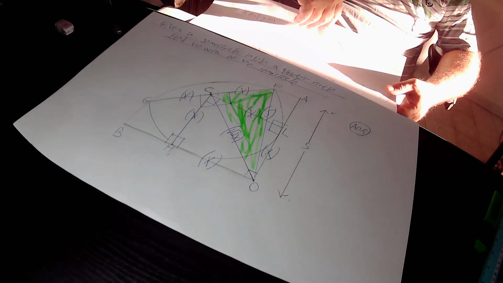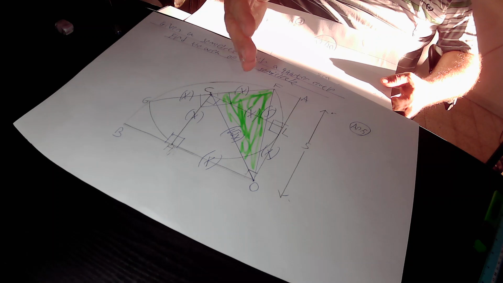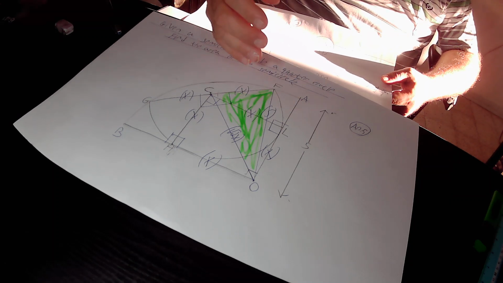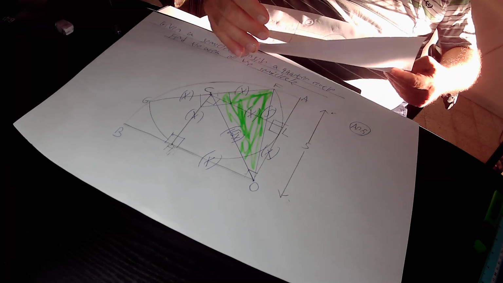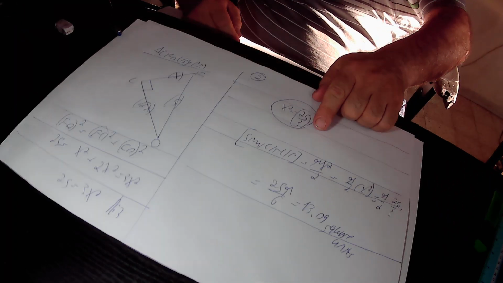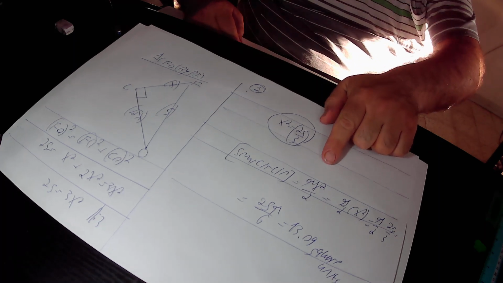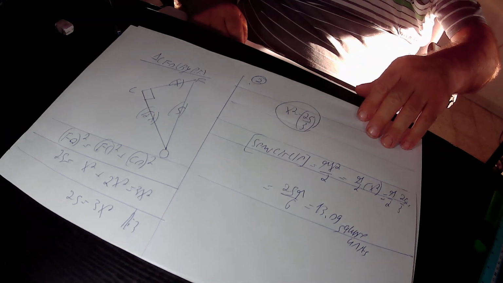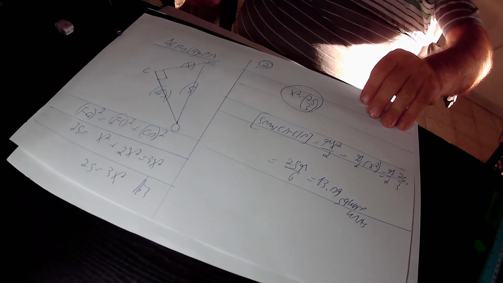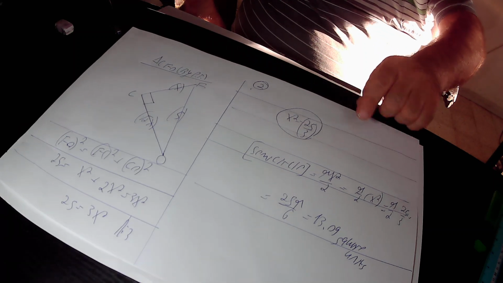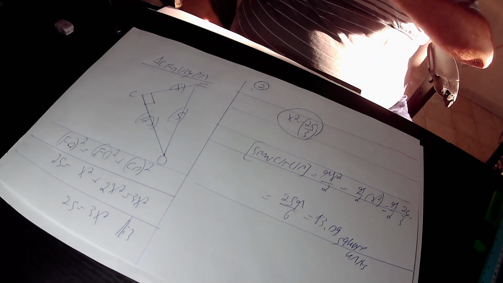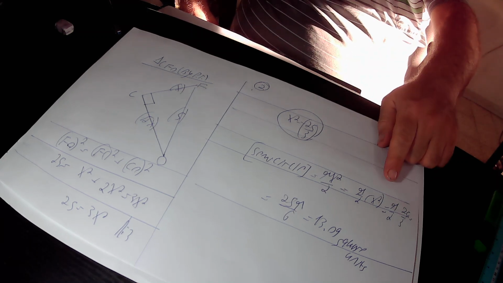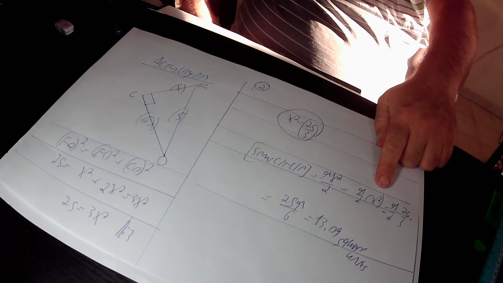Our mission is to find out the area of this semicircle. We know that the radius of this semicircle is x, and therefore the area must be equal to pi x square over 2. So again, the area of the semicircle equals pi x square over 2. So it is pi over 2 times x square. We just found out that x square equals 25 over 3, therefore we can substitute x square in this equation by 25 over 3.